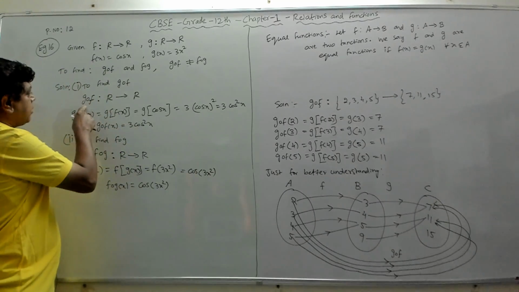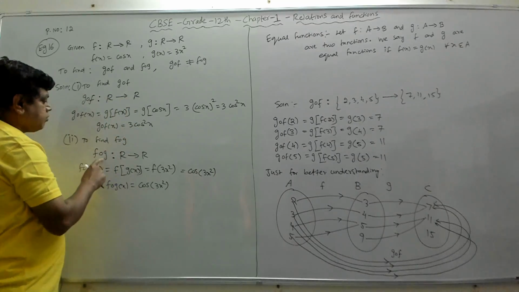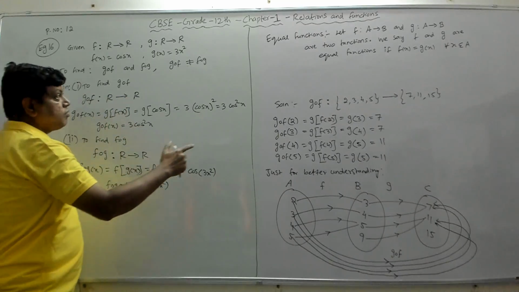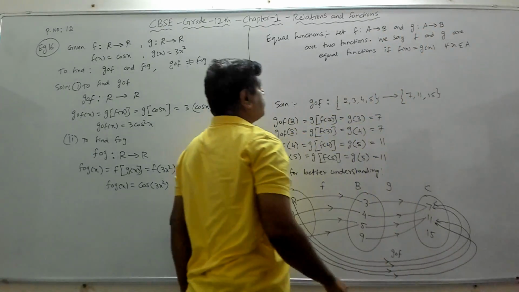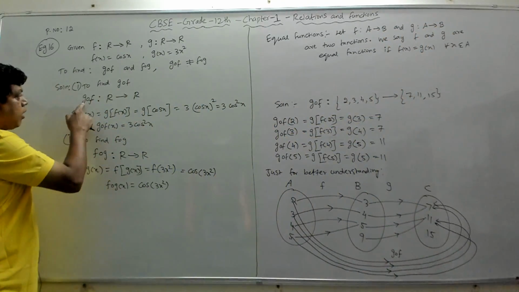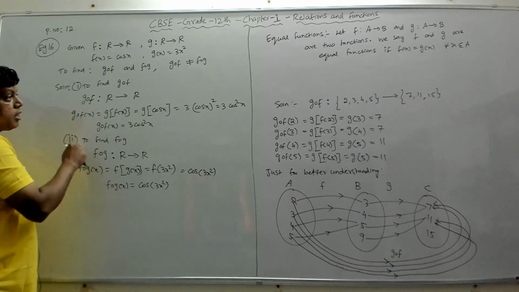Right? So here, g of f is also from R to R, f of g is also from R to R. So the first condition is taken care of. Both the functions should be from A to B and A to B to show that these two functions are equal or not. Now the sets are equal.